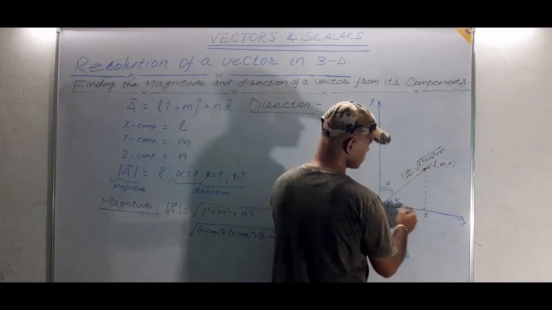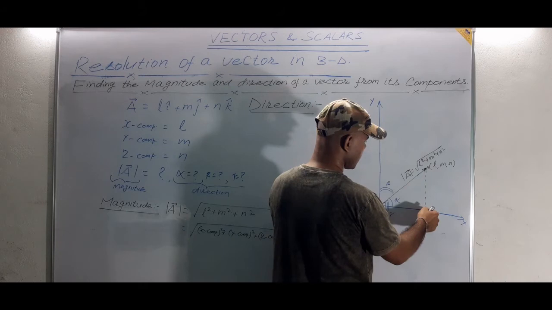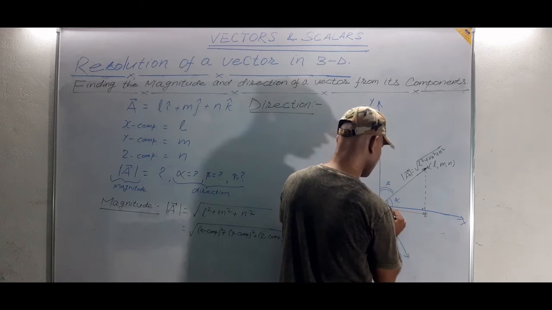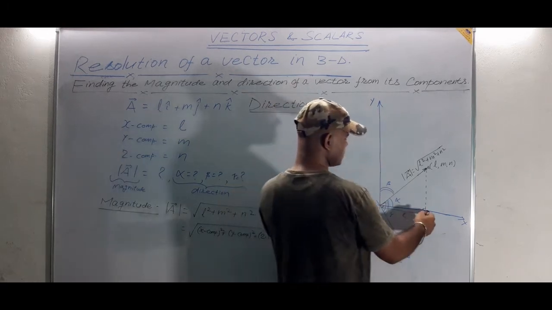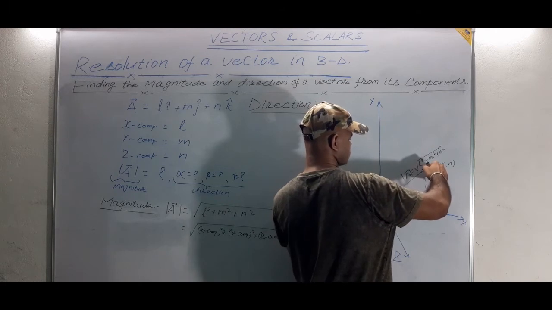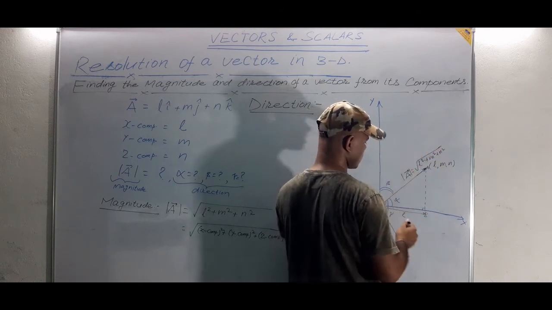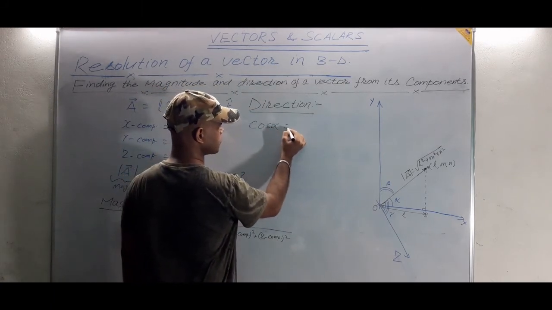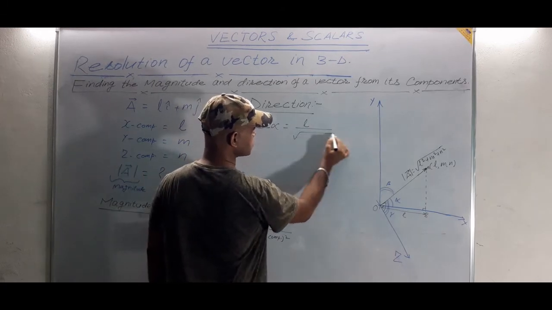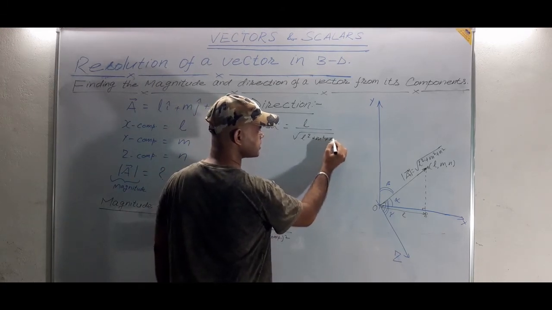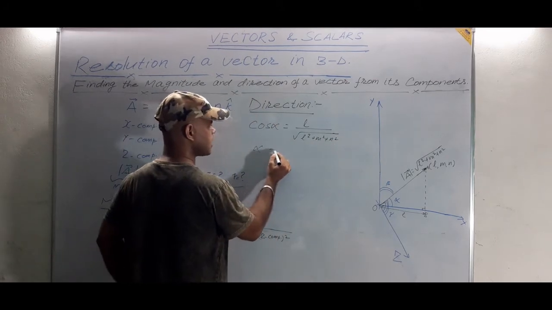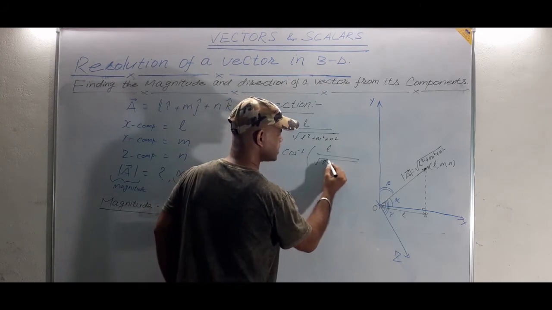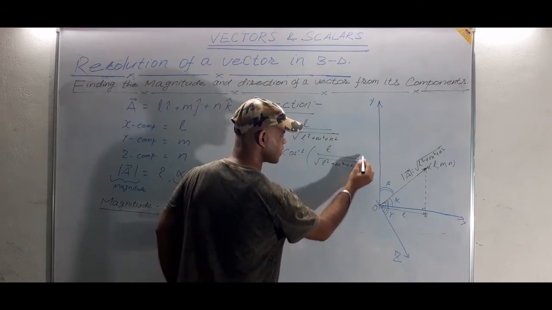How much is this OB? You have dropped a perpendicular, and its x coordinate is L, so this will be equal to L. So OB is already known, and the hypotenuse, which is the arrow length, the magnitude of the vector, is also known. So we can easily calculate alpha. We can write cos of alpha is equal to base, that is L, upon hypotenuse, that is root of L square plus M square plus N square. So alpha is cos inverse of L upon root of L square plus M square plus N square. Got it?